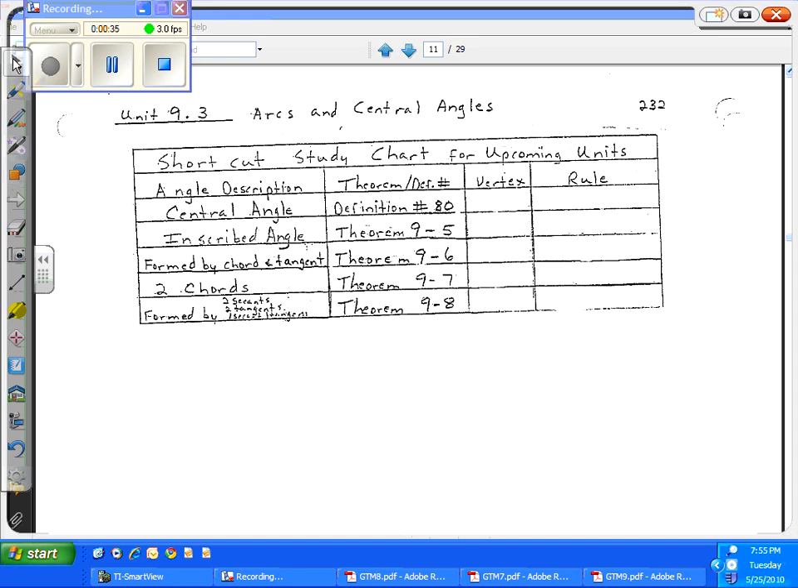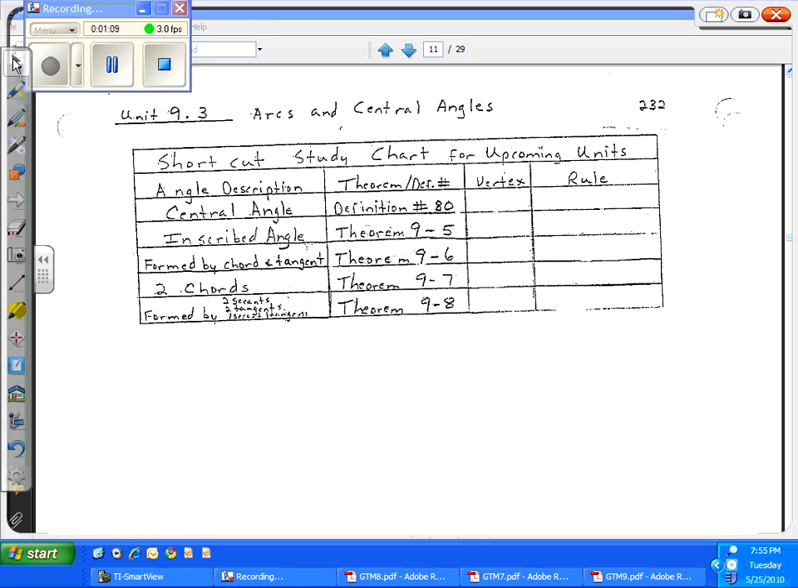Now, what you need to know is that as we go through this, we've got definition number 80. We've got theorem 95, 96, 97, 98. These are theorems that are going to come up, but they're all summarized right here. I'm going to go ahead and teach every bit of this, at least just show you what these things are talking about. And then as you progress through these next few lessons, this will be a good video to come back to and rewind and watch again, okay?